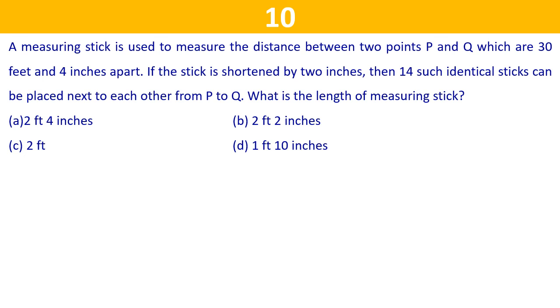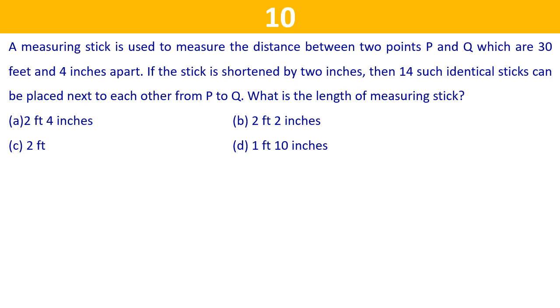Problem number 10. A measuring stick is used to measure the distance between 2 points P and Q, which are 30 feet and 4 inches apart. If the stick is shortened by 2 inches, then 14 such identical sticks can be placed next to each other from P to Q. What is the length of measuring stick?